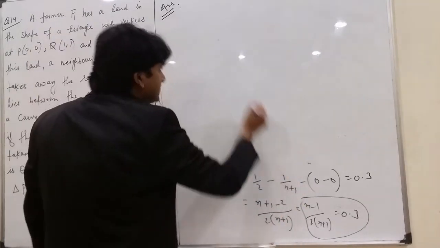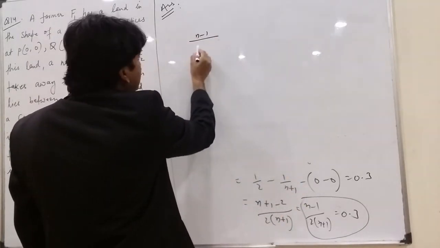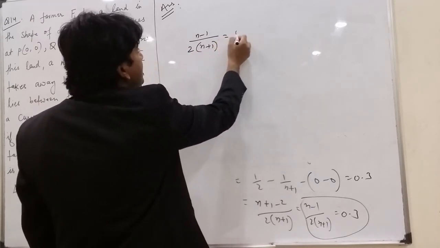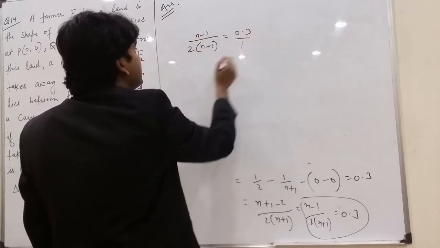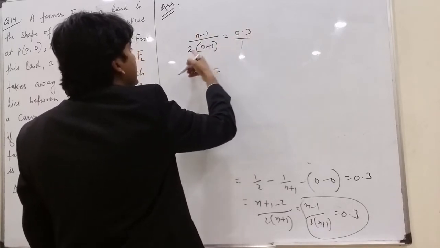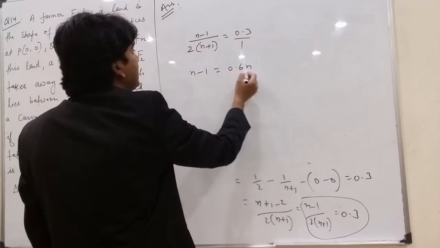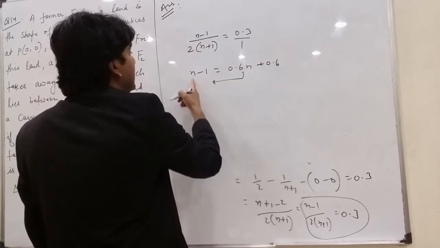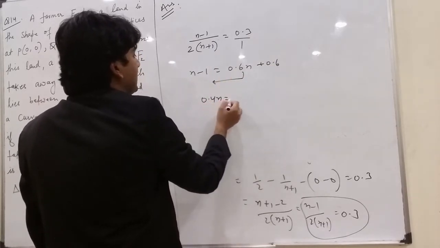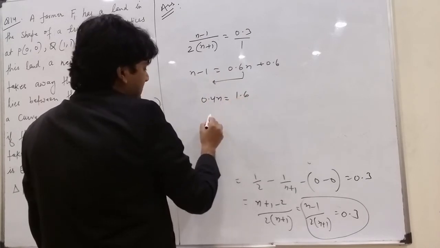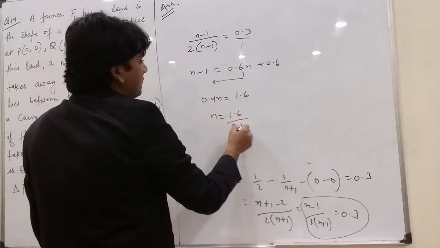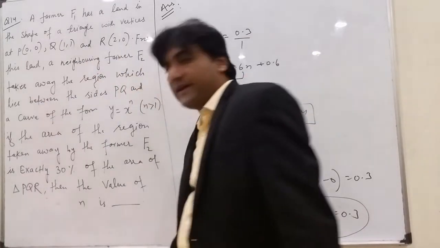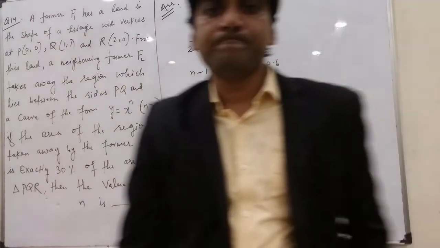So n minus 1 over twice of n plus 1 equals 0.3 over 1. Now cross multiplication. n minus 1 equals 0.3 times 2, that is 0.6 n plus 0.6 as well. Take this side, n minus 0.6 n, it means 0.4 n, and this is 1.6. n equals 1.6 over 0.4, which is 4. So the question was to find the value of n. The value of n is 4.